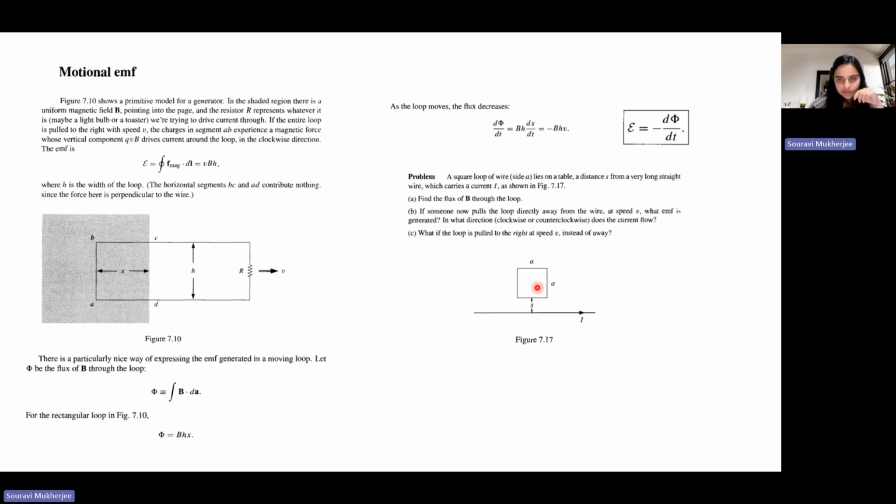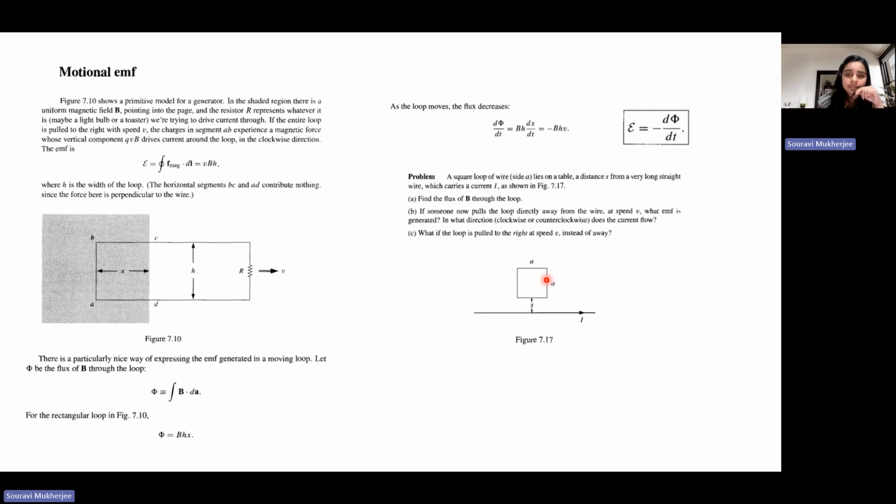had a loop. So if you move the loop parallel to the wire, then you know that because your magnetic field is only a function of the perpendicular distance, right? So if you move this loop parallel to the wire, then the net flux linked does not change. And so there is no net EMF that is generated.